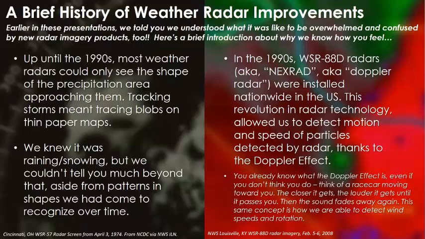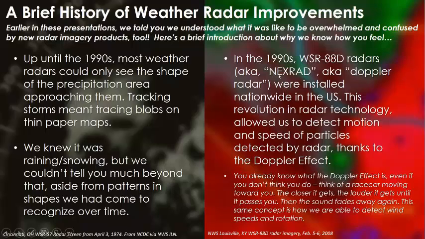Up until the 1990s, most weather radars could only see the shape of the precipitation area approaching them. And as I mentioned earlier, tracking storms meant tracing blobs on thin paper maps. Basically, we knew it was raining or snowing somewhere, but we couldn't tell you much beyond that, aside from patterns and shapes that we'd come to recognize over time, like hook echoes and storm lines.